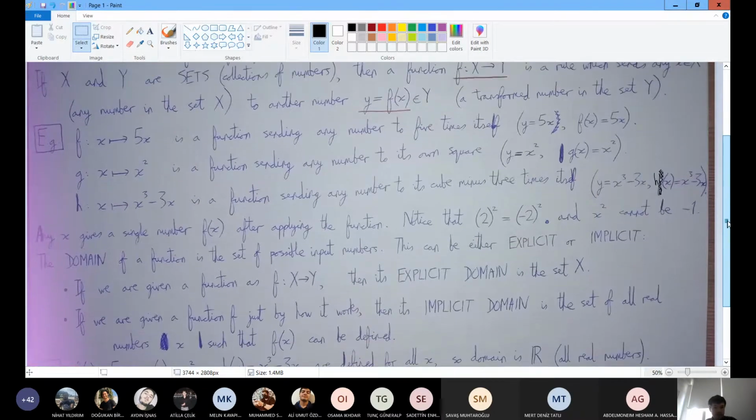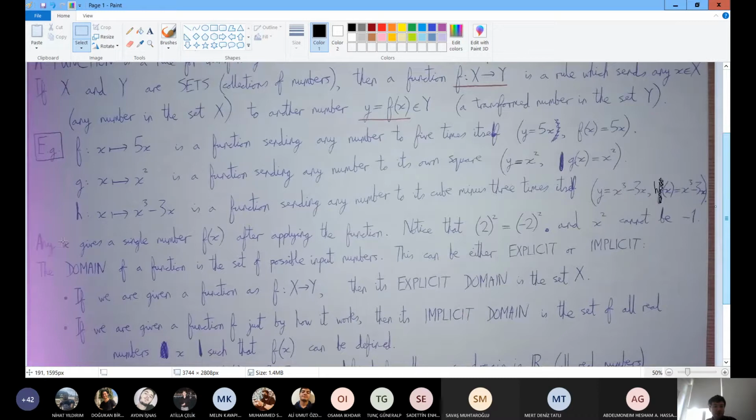So the important thing about functions is that when you input a number, you always have a single output number. f of x is a well-defined number. You cannot have two possible numbers f of x. It's just one number. f of x is defined in this particular way.